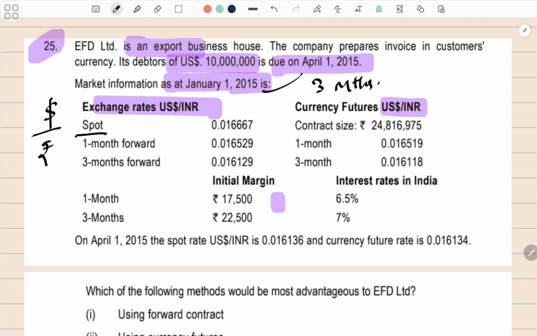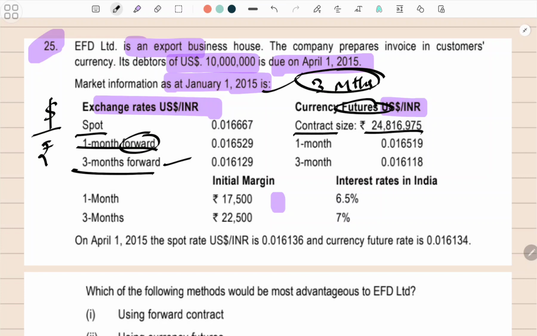So then you have the spot, the 1 month forward, 3 month forward. See, 1 month forward we don't really need because we've clearly calculated we need it for 3 months. Okay, so this is what we need. Then you have the futures. This was the forward. These are the futures. In futures you need the contract size.